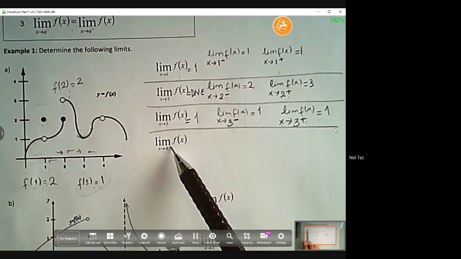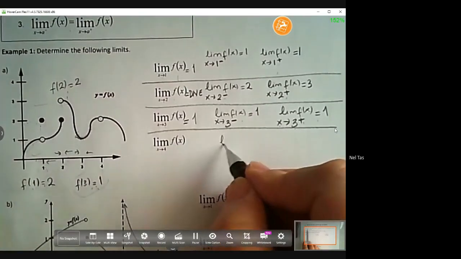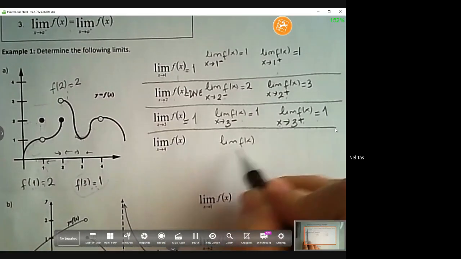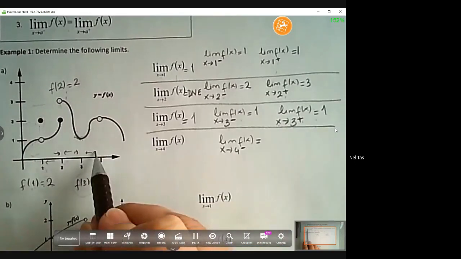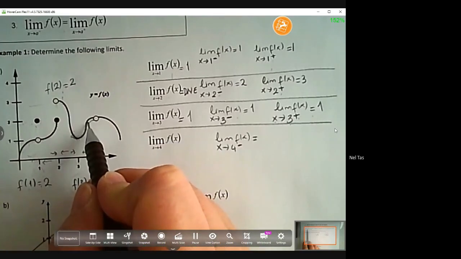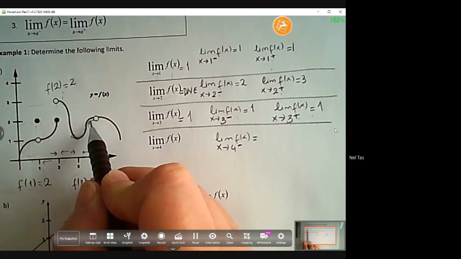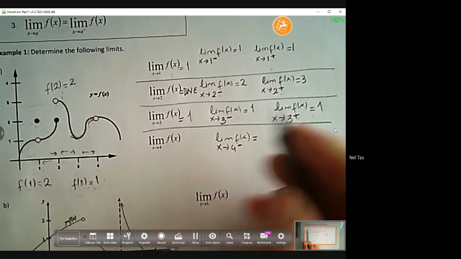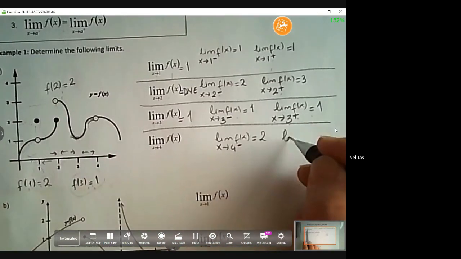Okay, so let's look at the limit of f of x as x approaches 4. The limit of f of x as x approaches 4 from left, we'll look at it. Okay, so it looks like the y values are 1.9, 1.99. So y values are approaching 2, so left side limit is 2.